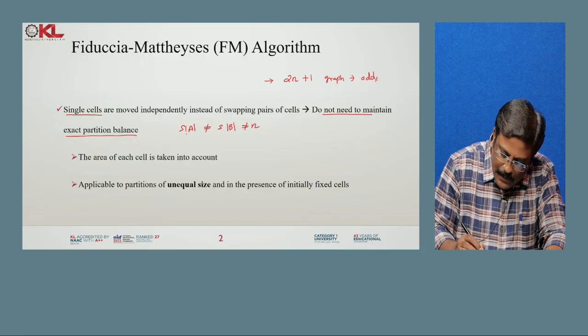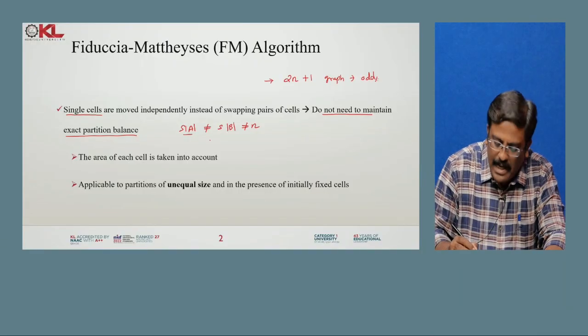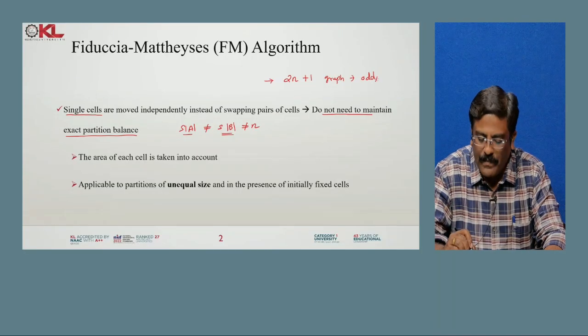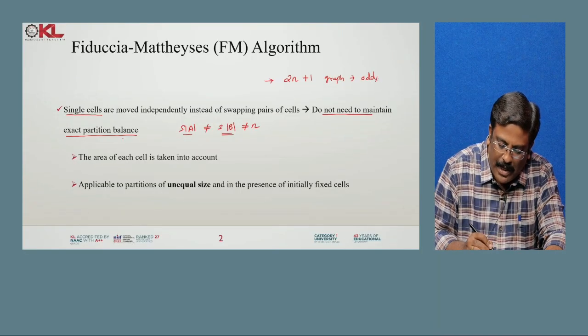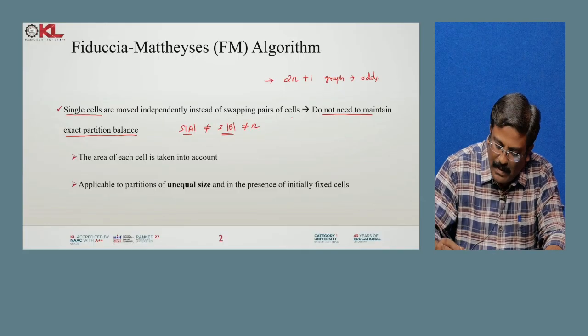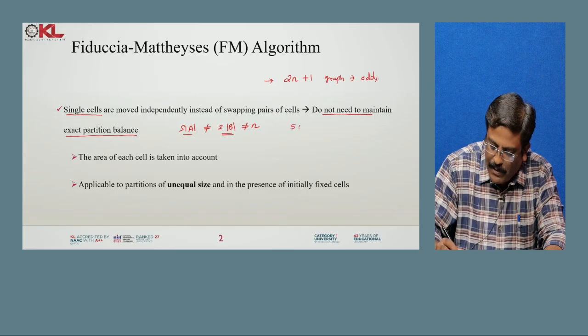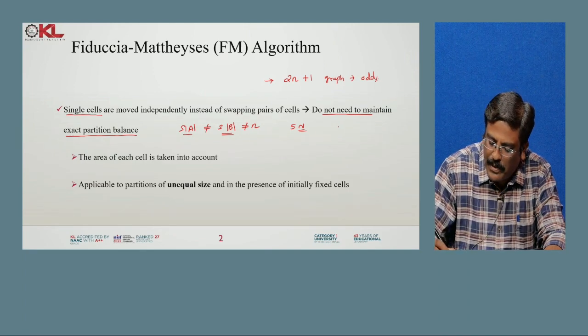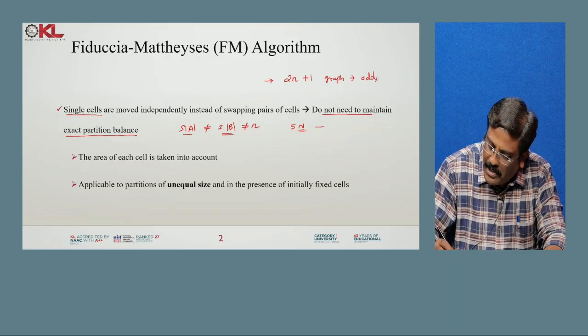The number of nodes present in partition A may not be equal to the number of nodes present in partition B. So that is what we can talk about as partition balance. Let's say, for example, I have a graph with 5 nodes, where n indicates the number of nodes. Then a balanced partition is not at all possible here.